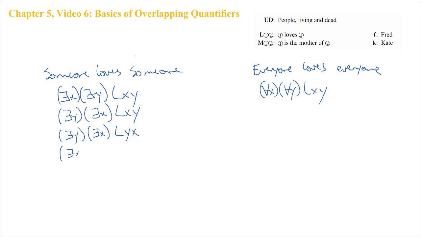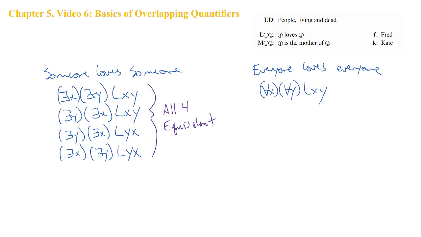Same quantifier order as the very first one, but with the variable order in the predicate as the one immediately above. Here we have there's at least one x such that there's at least one y, such that the y, the second one, loves the first. Now these turn out to be quantificationally equivalent. All four of them are equivalent.